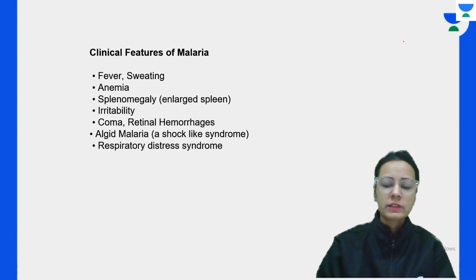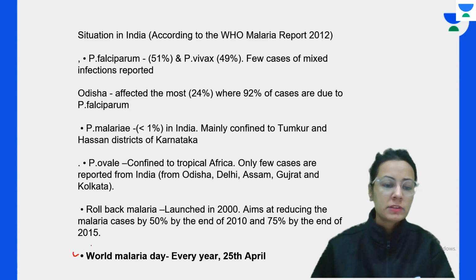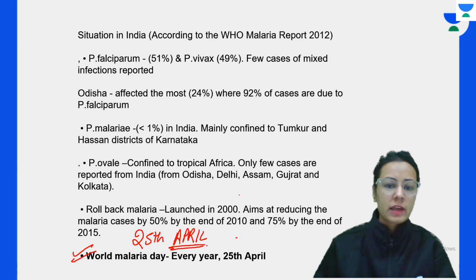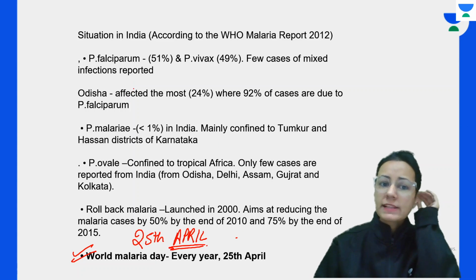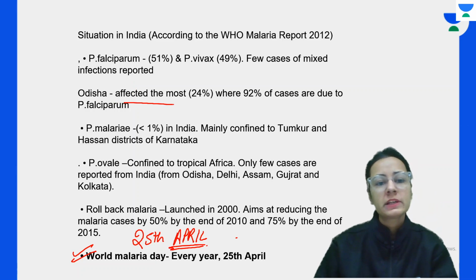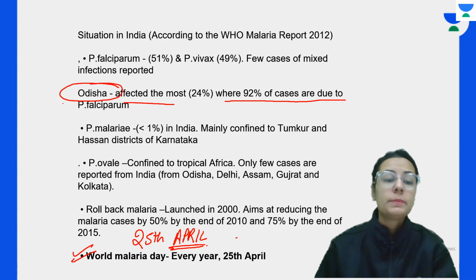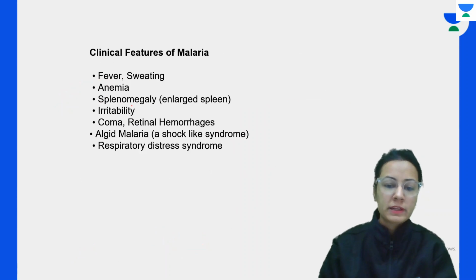Now, moving to the next, when is World Malaria Day celebrated? It is on the 25th of April, right? In India, mainly Plasmodium falciparum, and Odisha is the most affected, where 92% of cases are due to Plasmodium falciparum. We mark 25th April as World Malaria Day.